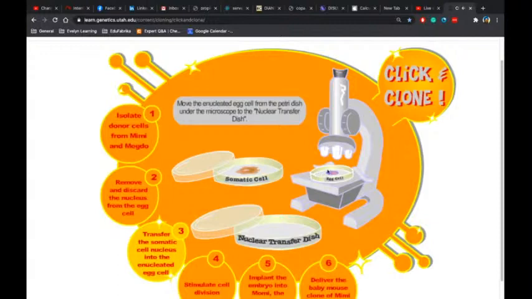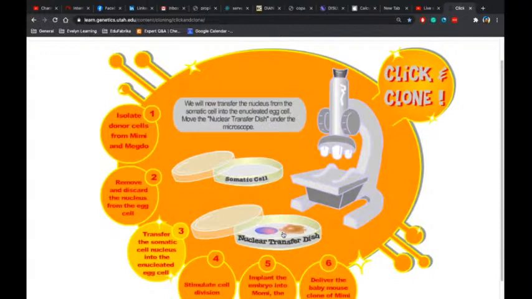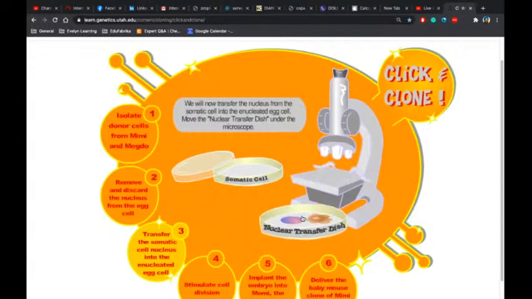Now transfer the somatic cell nucleus into the enucleated egg cell. So now I will remove these cells to here, and now I will bring this one. I will now add somatic cells to the nuclear transfer dish. Now I will transfer the nucleus from the somatic cell into the enucleated egg cells. To do so, let's bring it to the understanding, guys.